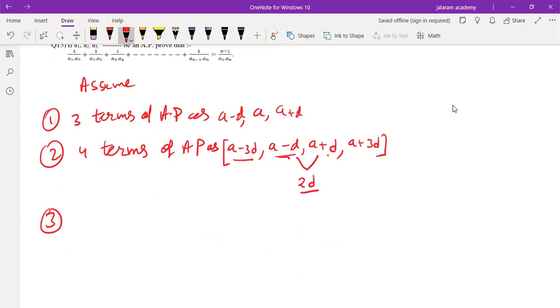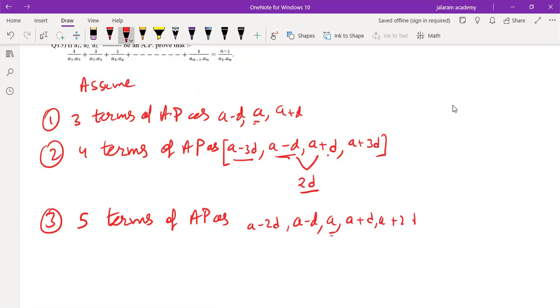If we have to find 5 terms of AP, 5 consecutive terms, I am not writing consecutive, but it means the same. Middlemost is A again. In an odd number of terms, we take the middlemost as A, and common difference is D. A minus D, A minus 2D. After that, A plus D, A plus 2D.